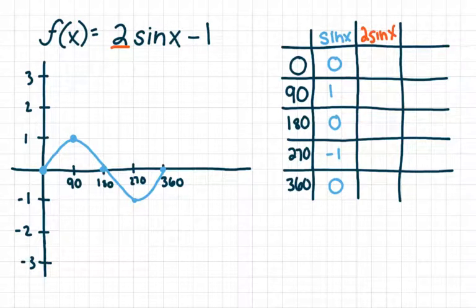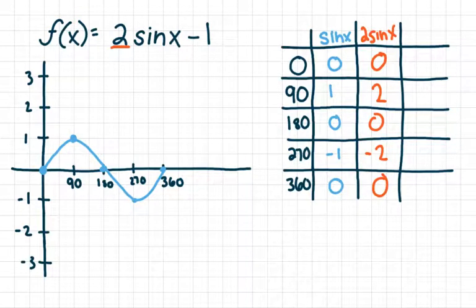So my starting point would be 0, 0, 90, positive 2, 180, 0, 270, negative 2, and 360, 0. If I went ahead and plotted those points, I would get a curve like this. So that has shown our vertical stretch that is occurring within the graph.